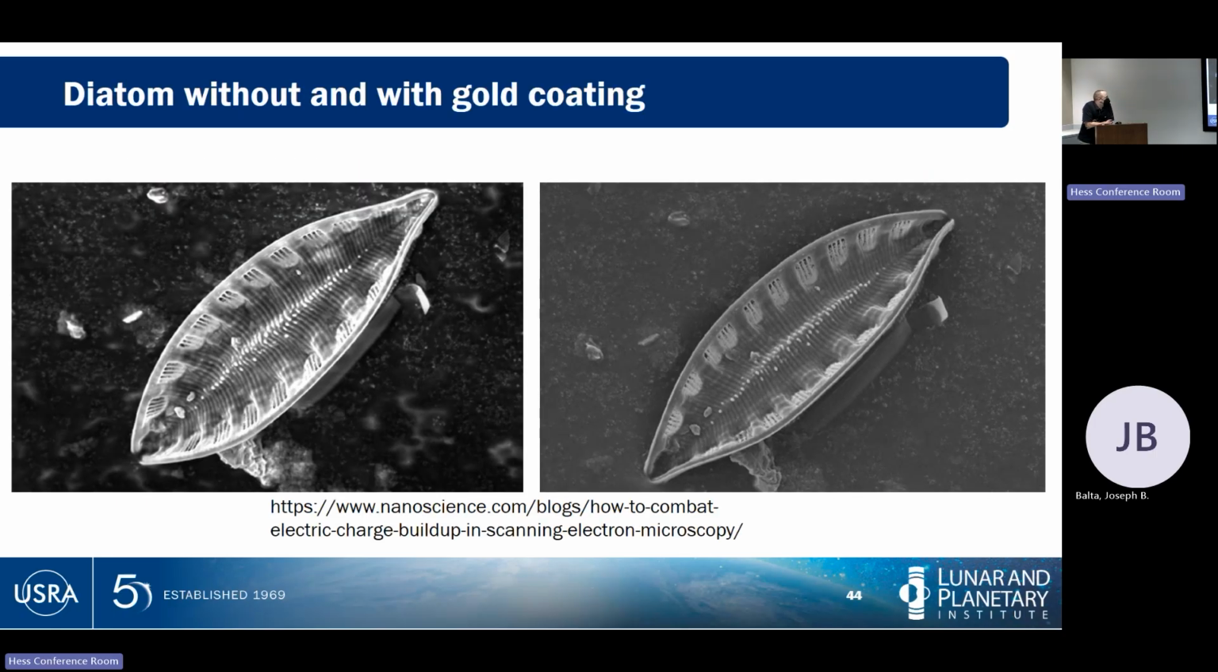Here's a diatom, little fine shell on a silica test from the ocean. On the left is uncoated, on the right is with a gold coating. Notice the difference in charging, but at the same time, we've also kind of reduced the signal a little bit from there.